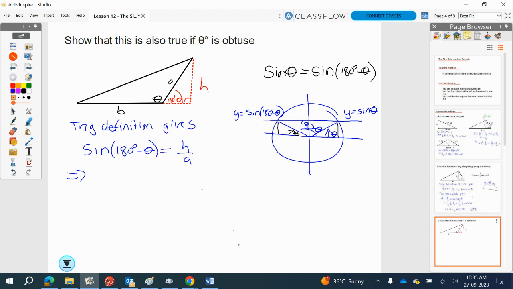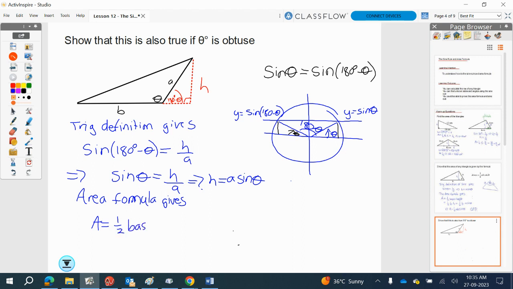So this implies that sine theta equals h over a, which gives us h is equal to a sine theta. And then the area formula gives area is equal to a half base times height, which is equal to a half b times a sine theta, which is a half a b sine theta. QED.